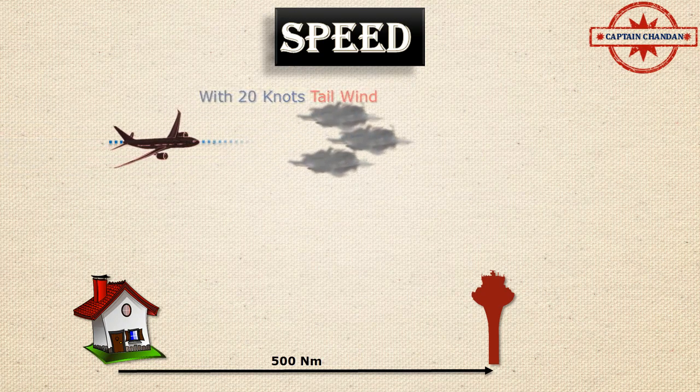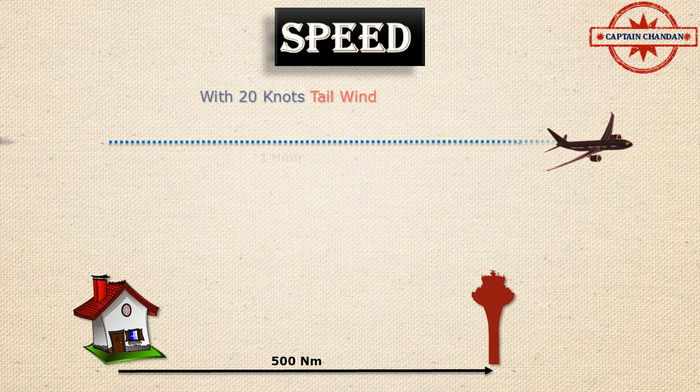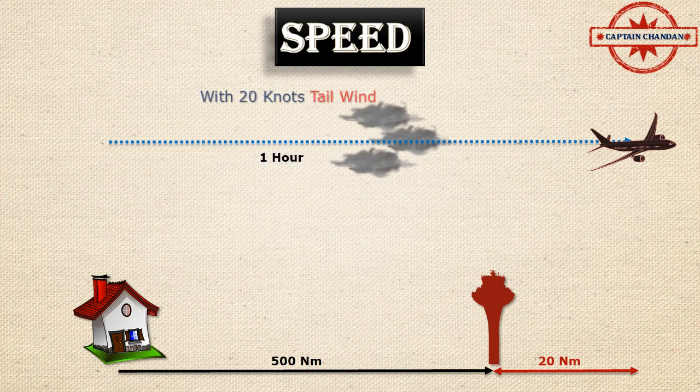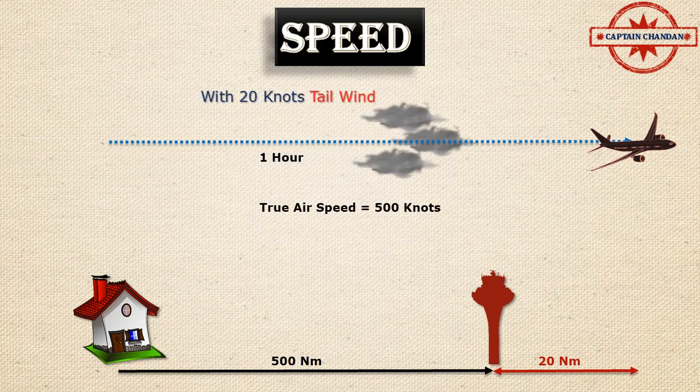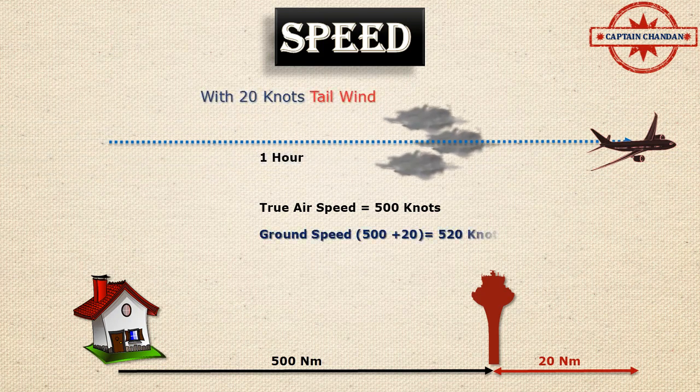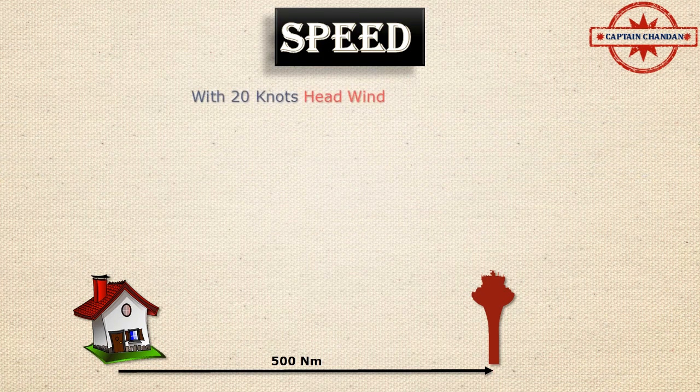You can see that in 1 hour the aircraft travels more distance. So the total distance traveled by the aircraft will be 520 nautical miles. Here TAS, that is true air speed, is 500 knots. So the ground speed will be 500 plus 20 equals 520 knots.